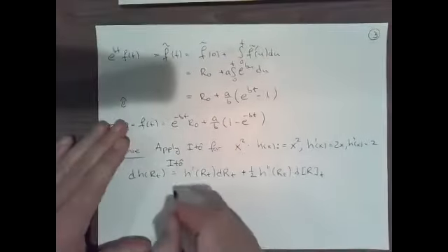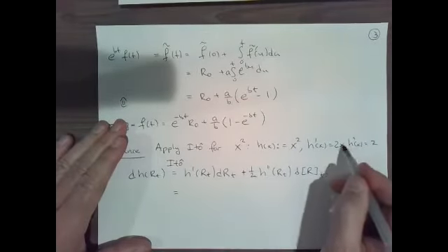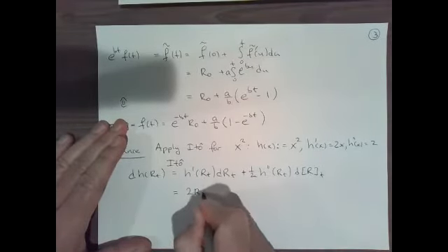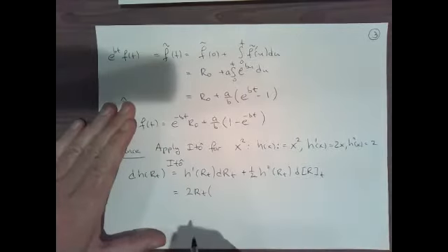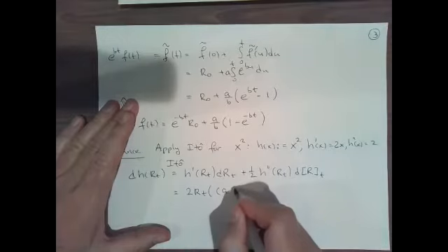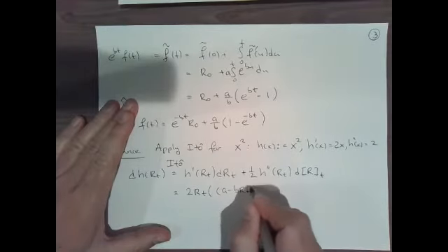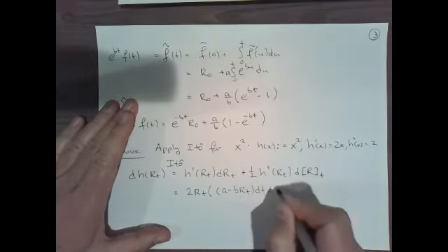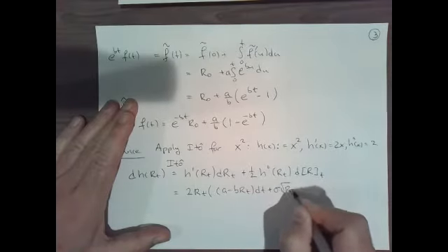So what is h prime? h prime was 2x. This is going to give me 2 R_t. And then here comes the dynamics of R. This is (a minus b R_t) dt plus sigma root R_t dB_t.